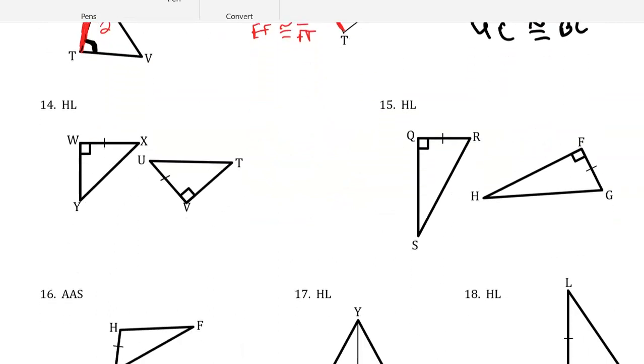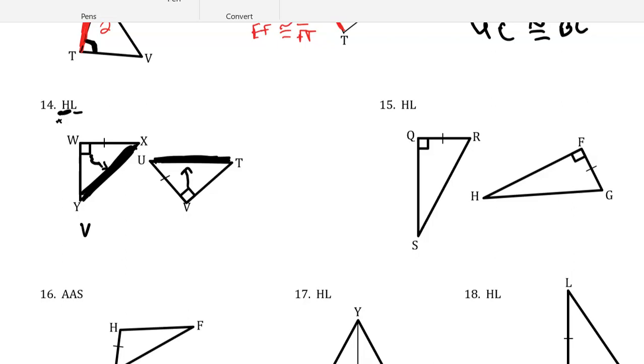All right, to do hypotenuse leg, we need the hypotenuse and the leg to be congruent. So this one's probably pretty straightforward, hopefully. Here's your right angle. The side opposite of that is your hypotenuse right here. In order to have hypotenuse leg, that's what the H stands for, the hypotenuses must be congruent. So this hypotenuse would have to be congruent to this hypotenuse. That's what we would need to know in order to use hypotenuse leg.